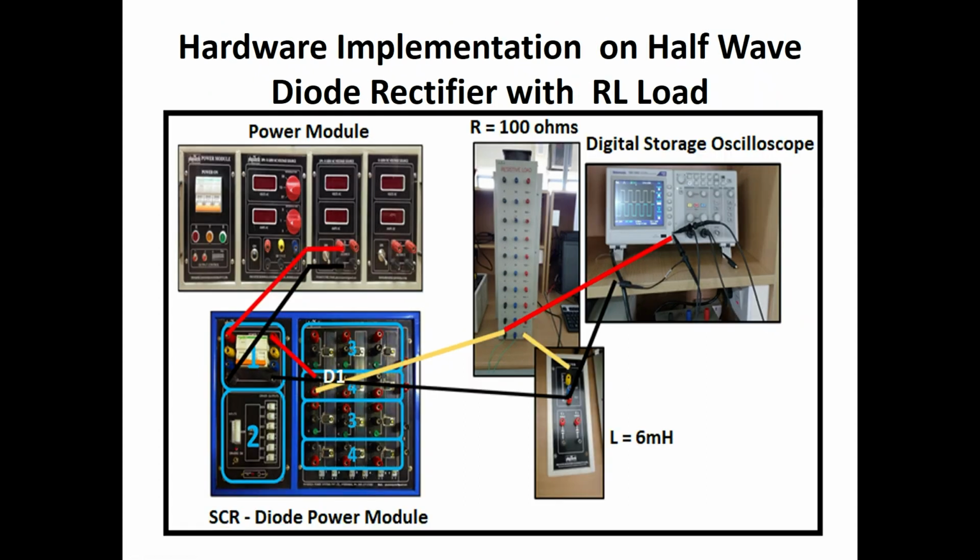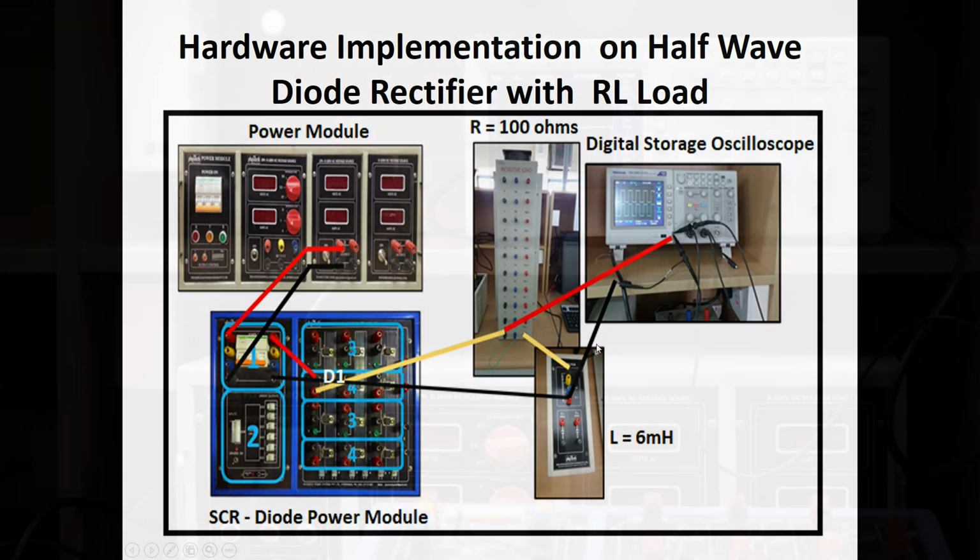Hardware implementation of a half-wave diode rectifier with RL load. So instead of R, now we are connecting R and L in series. Now we are measuring across the R starting point and the L ending point. Between red and black we get the output voltage across R and L.